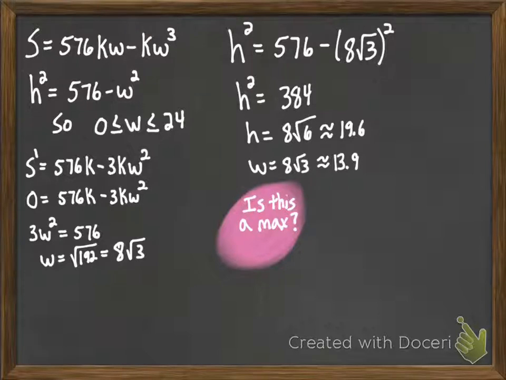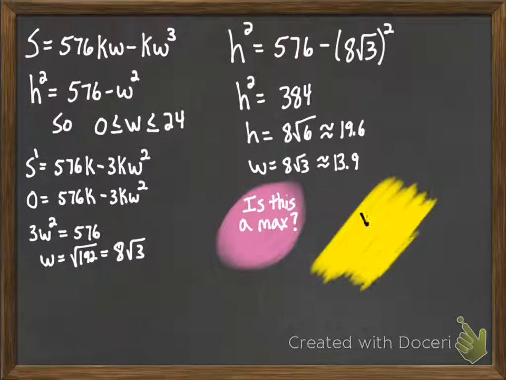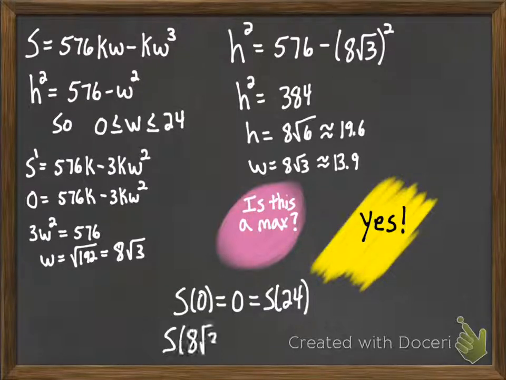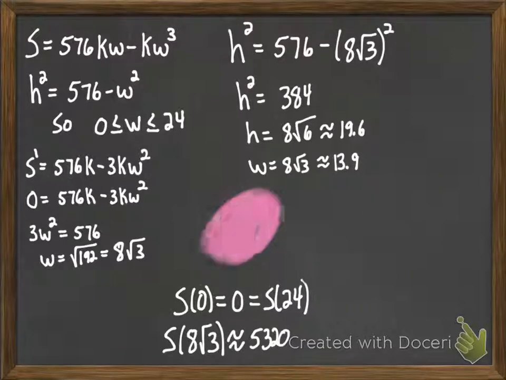But, as the purple bubble reminds us, are we even sure that this is in fact the maximum? And the answer is yes. How do we know that? Well, if we evaluate at the two endpoints at 0, it's 0. The strength of a 0 dimension board would be 0. And you would, again, not have a board if you made the width 24 inches, because you'd just be cutting the log in half, right down its diameter. So those both have a strength of 0. The point we found has a strength of 5320, roughly. So yes, it is a max.